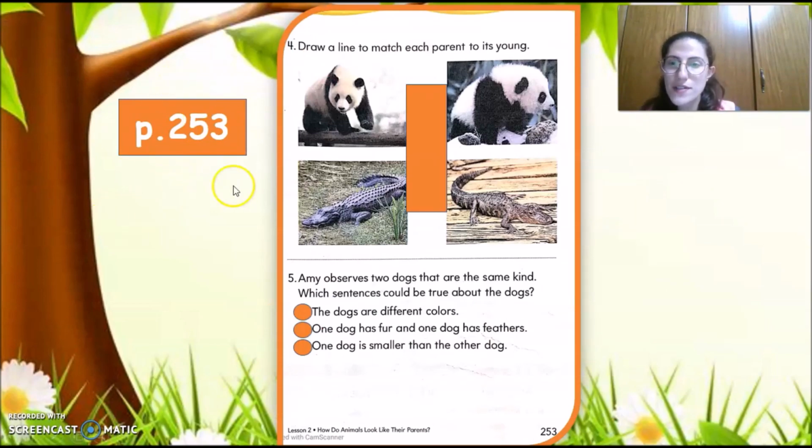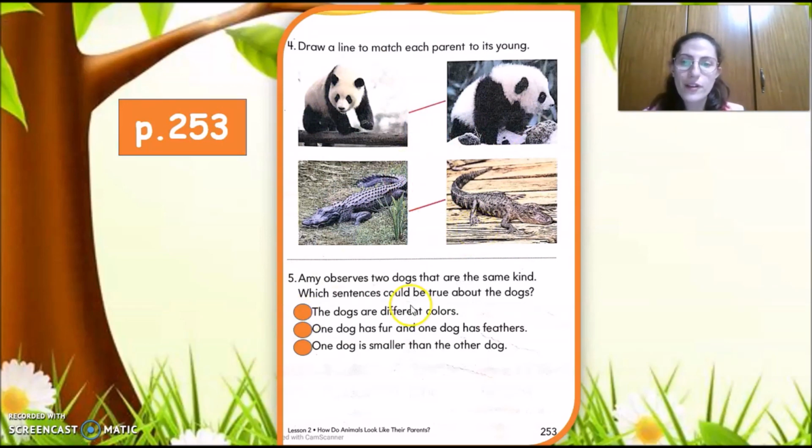On page 253, number 4, draw a line to match each parent to its young. What do you guys think? Excellent! So this is the parent panda of this young panda, and this is the parent crocodile of this young crocodile. How do we know? Because they share the same body coverings and the same body parts, but different sizes.